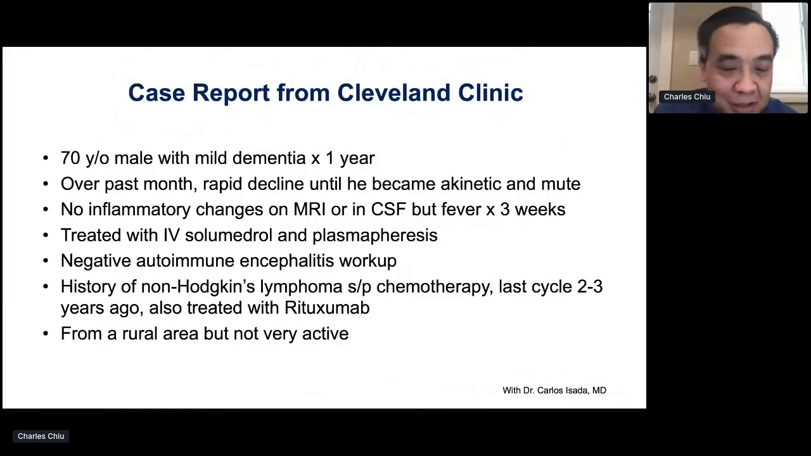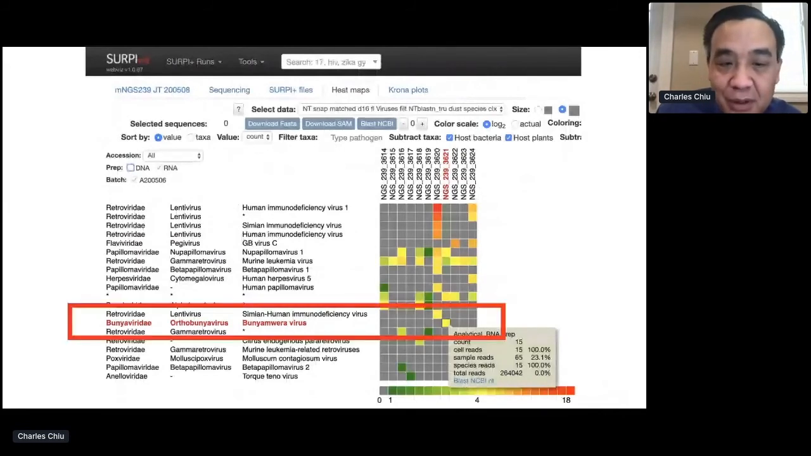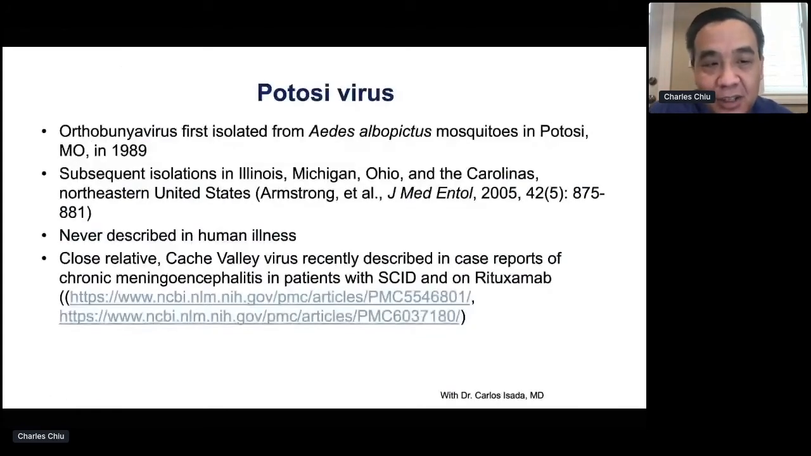But when we did CSF metagenomic sequencing, it revealed an organism that you probably would not be able to appreciate, at least a priori. This was caused by a bunyavirus, specifically a bunyavirus called Potosi virus. One of the aspects of Potosi virus is that it has never been described in human illness. It is an arbovirus spread by Aedes albopictus mosquitoes, and it was first isolated in mosquitoes from Potosi, Missouri.